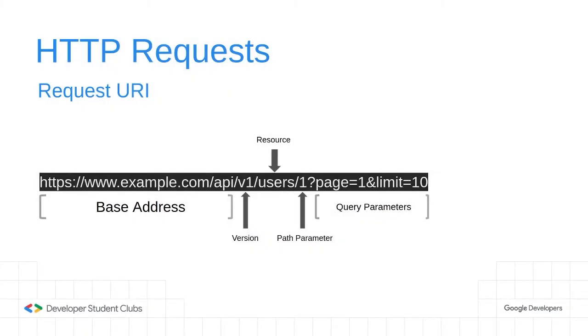URI, which stands for Uniform Resource Identifier, has the following parts: a base address, the version, the resource. There could be path parameters or query parameters. URI is the address of the resource we wish to access on the server. The host address or the base address is where the API is hosted. Generally, there is a keyword API to provide distinction between other paths from the host. Then there's this API version sometimes.